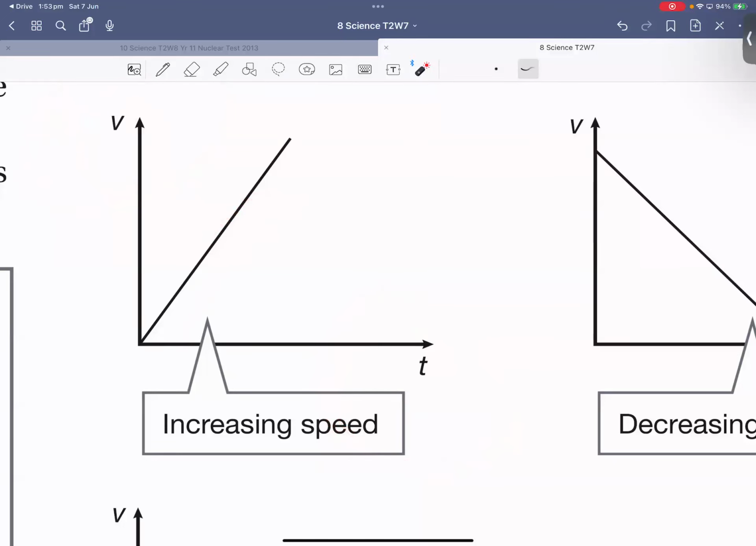Guys, by my logic, what should gradient be equal to technically? Y over x. What's v on t equal to? Velocity divided by time is equal to acceleration. Now we know what acceleration is. The rate of change of velocity over time. Because velocity is ms to the negative 1. Exactly, yes.